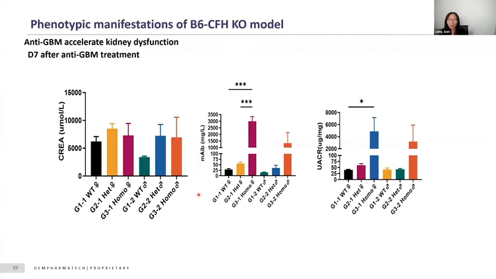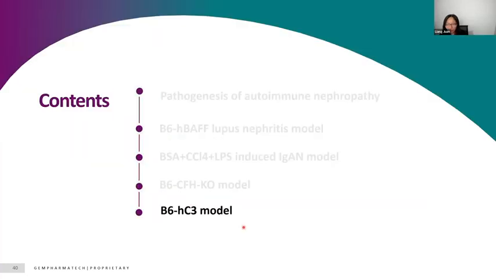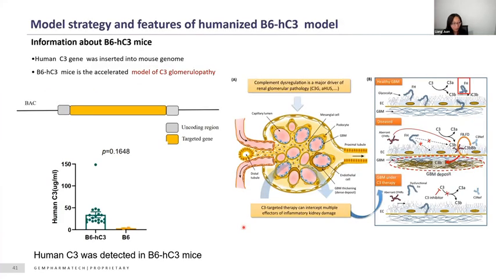So this CFH KO mice with induction with the anti-GBM antibody could be used as the C3G disease model. The last model is a humanized C3 model. We generate this humanized model with random insert human C3 gene into mouse genome, and the human C3 could be detected in TG mice.